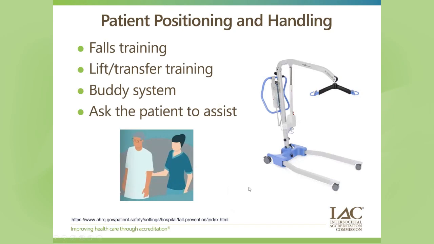Other things that we need to think about for positioning and handling, because it's not just about when they're on the bed, right? If you are, in the ambulatory setting, walking your patient down the hall or wheeling them in a wheelchair, what are you doing for falls training? Is your staff doing annual training? What kind of system do you have? Do you have a buddy system? Are you doing a lift or transfer training? Do you have lifts available in your facility or in your complex? How do they work? And how do we work with those?